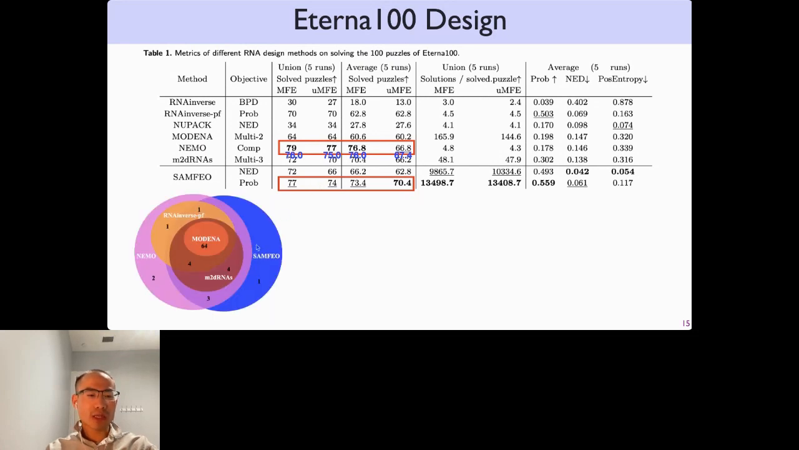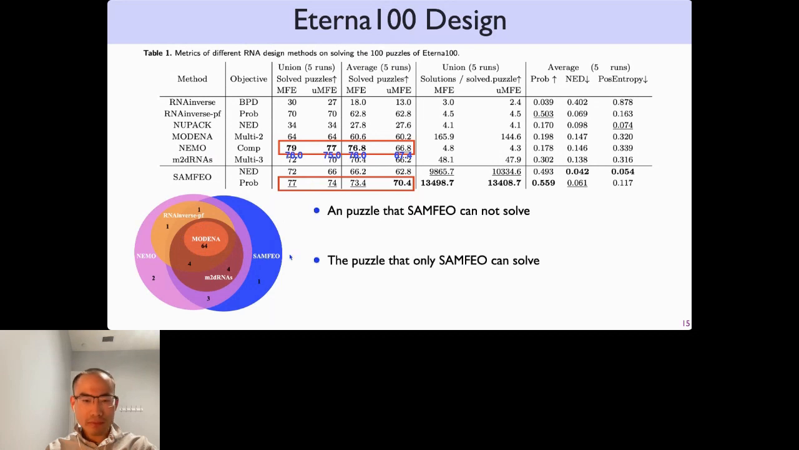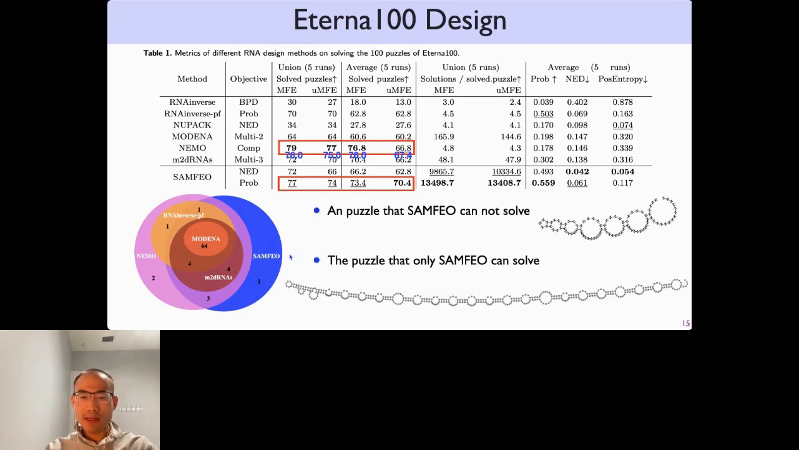And importantly, we found that if we look at this Venn diagram, most puzzles that can be solved by other methods can also be solved by our method, sample. And here are 2 examples. One is a puzzle that our method cannot solve, and another example is a puzzle that only our method can solve.